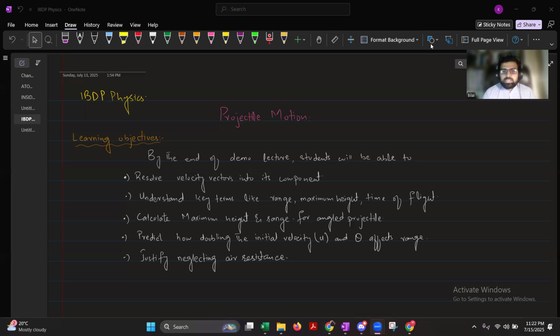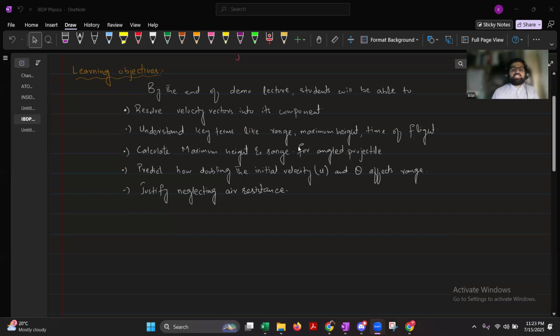The third point is that we will try to calculate height and range for projectiles at different angles. We will set up different angles of a projectile, and we will see how the range and height differ. Then we'll talk about the effect of velocity and angle on range. And at the last, we'll talk about the effect of air resistance as well. Okay, so let's start. Let's go deep into this topic.